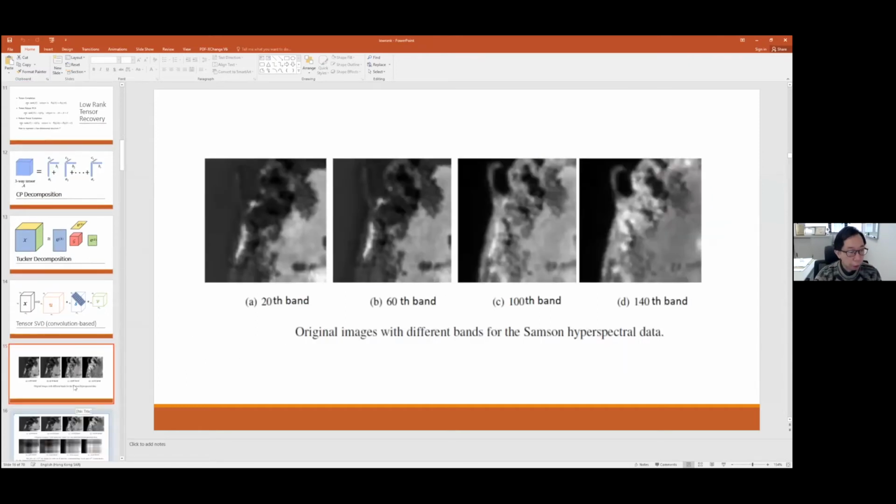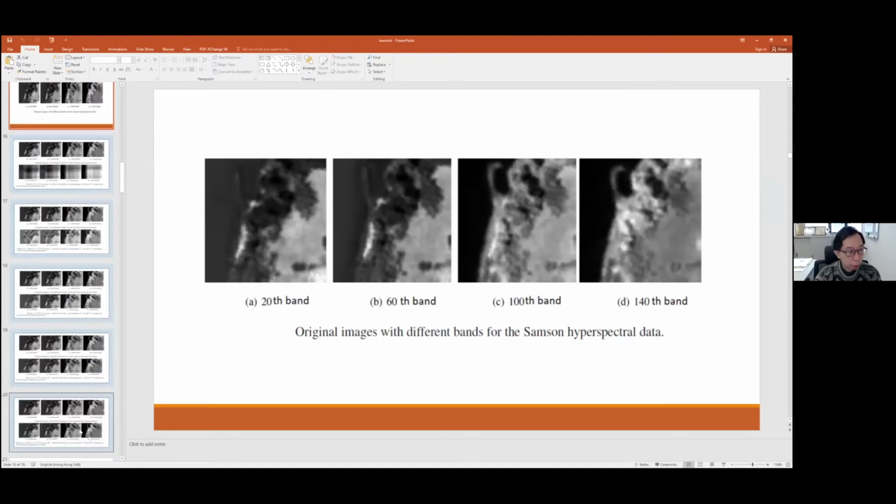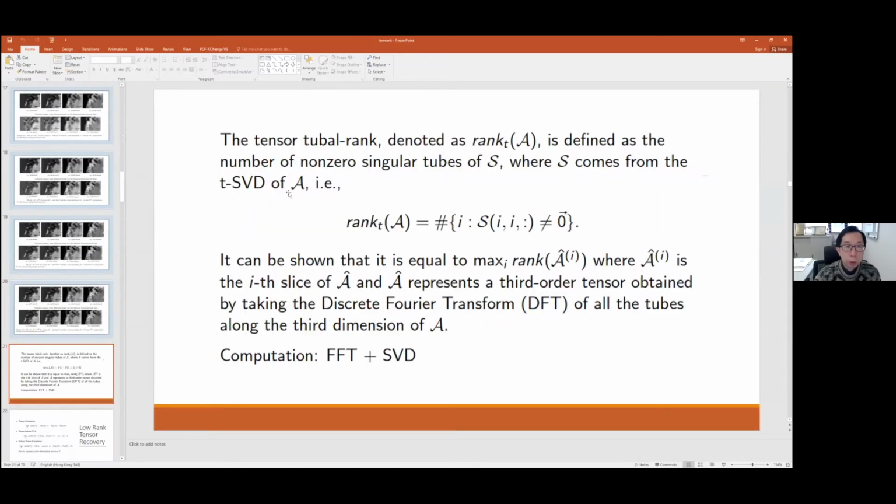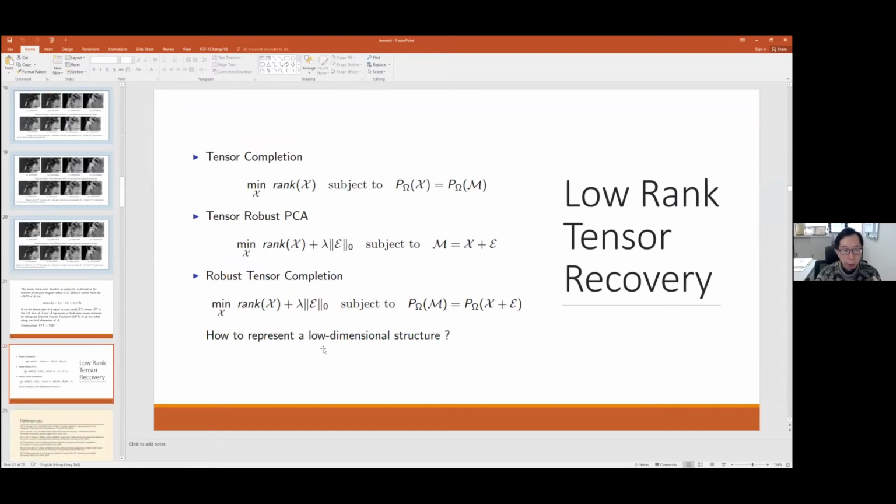I think this SVD can be used for decomposition, but I will skip it. Because you can use many tubes to represent the data, depending on how many non-zero tubes you have, you can define the so-called tubal rank. I also mentioned that you represent this tensor in the Fourier domain in another way. So you see there can be many ways to represent the low-dimensional structure: the CP rank, the Tucker rank, or the tensor SVD.